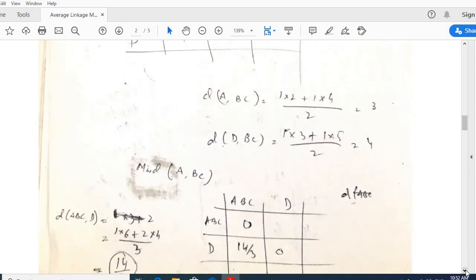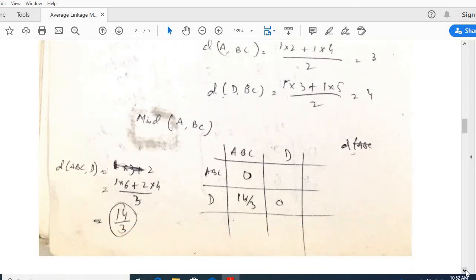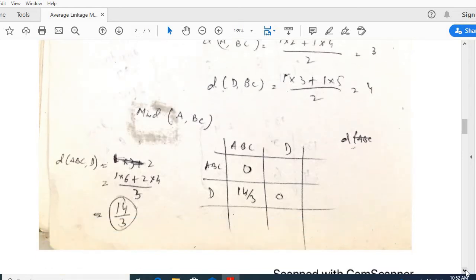Now again we will combine: 1 into 6 plus 2 into 4 divided by 3. Here we have also taken the weighted average between BC and A, and BC and D. We have combined here A with BC. Now the distance with respect to D is 14/3. This is the end of the solution of this example.